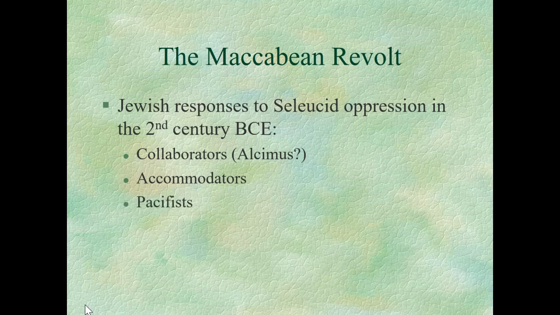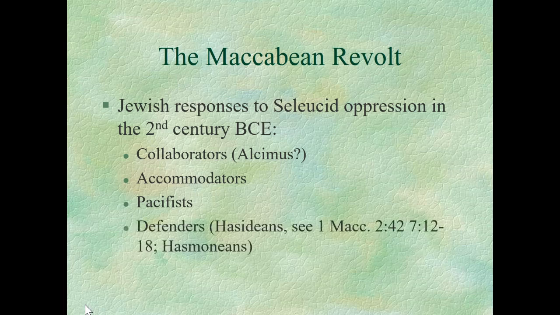You'll have pacifists, and these are people who are just not going to fight. They don't like what's going on. They may try to vacate the area, but they're not going to get involved in any kind of resistance. Then you have the defenders, what's sometimes referred to as the Hasidim. You could look at First Maccabees, chapter 2, verse 42, or chapter 7, verses 12 to 18. The Hasmoneans themselves are, first, defenders of the faith and kind of resisting Antiochus.